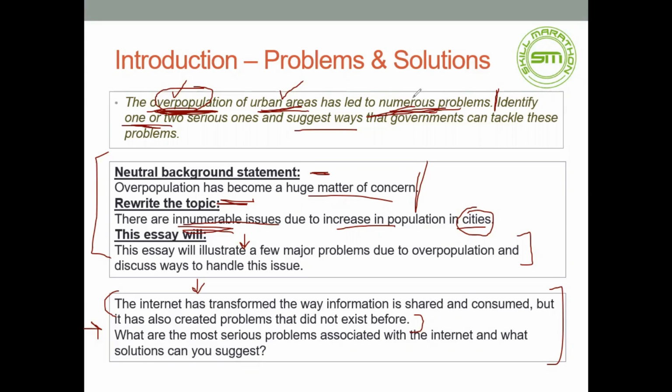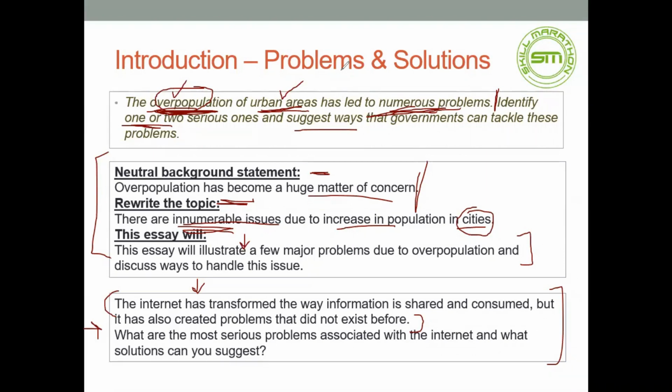In the previous example that I showed, it says overpopulation of urban areas has led to numerous problems. I have picked up overpopulation, which is the main essence of the question. And I've simply said that overpopulation has become a huge matter of concern. I have given a very general statement, so do that. And then you just rewrite the question.